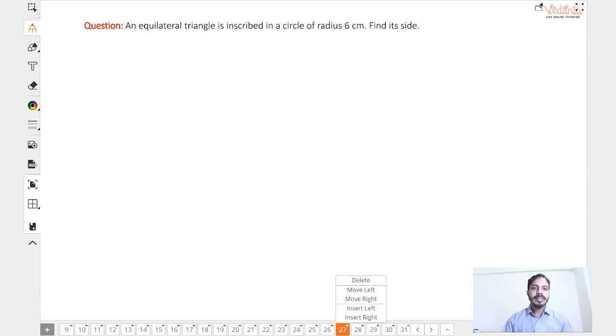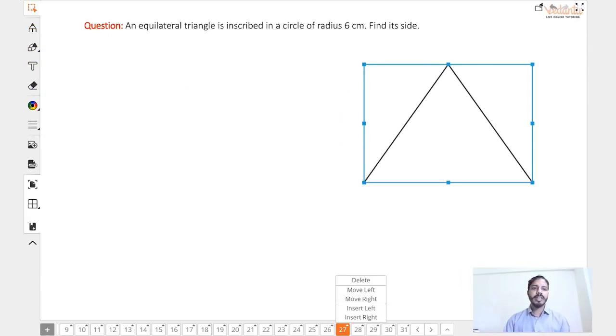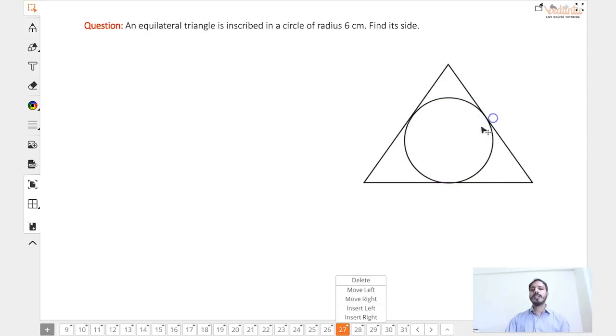Okay, this is also interesting. It says an equilateral triangle is inscribed. That means I have an equilateral triangle first of all, and then I have a radius of a circle. So now if I take a circle and inscribe this circle here, and the radius of this circle is, say, 6 centimeter. So say this is the center here. So if I join this, it is 6 centimeter. Okay guys, so let me join this also.